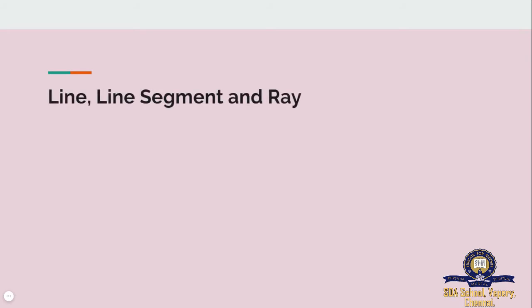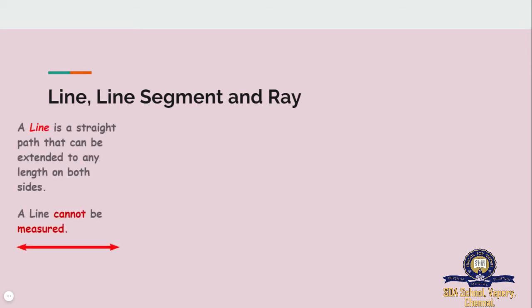Before that, we should know a few terms, that is line, line segment and a ray. What is a line? A line is a straight path that can be extended to any length on both sides. A line cannot be measured. A line will have arrows on both sides. What does the arrow mean? So we can extend the line on both sides.